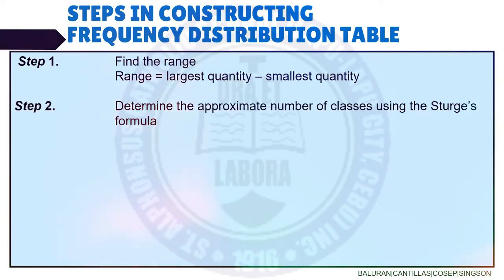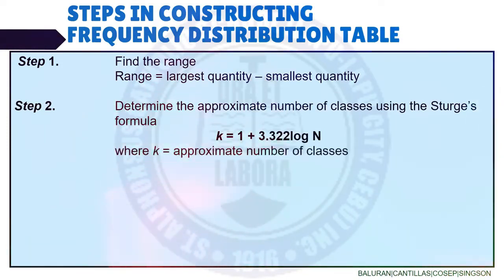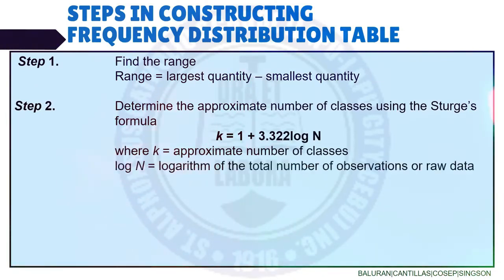Step 2 is to determine the approximate number of classes using the Sturges formula. So we have the formula K is equal to 1 plus 3.322 log n, wherein K here is the approximate number of classes, so it refers to the number of rows, and log n is the logarithm of the total number of observations or the raw data. And we have to round off the value of K to the nearest integer.